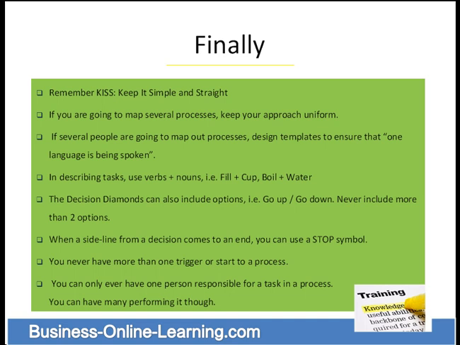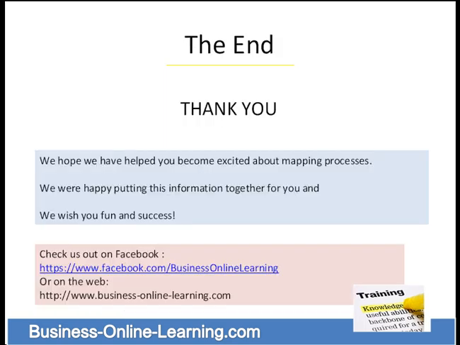When a sideline from a decision comes to an end, you may use a stop symbol, which is similar to the start and end symbols. You will never have more than 1 trigger or start to a process. And finally, you can only ever have 1 person responsible for a task in a process, while you can have many performing it.